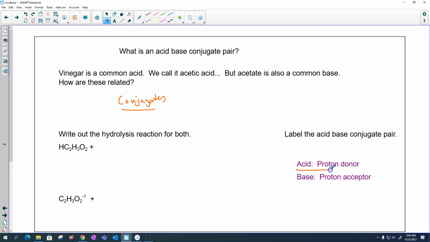Remember, acids are proton donors, bases are proton acceptors. Let's label the acid-base conjugate pair. So pause the video for sure. Definitely pause the video here and try to write out the two hydrolysis equations. This one is the acid, and this one is a base. So if I drop acetic acid into water, what reaction takes place? Pause the video, write it up.